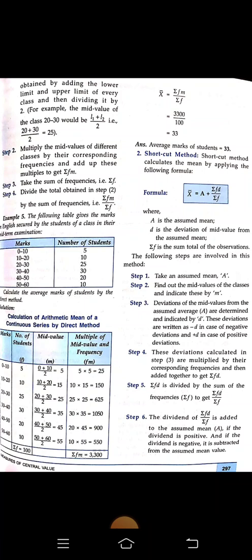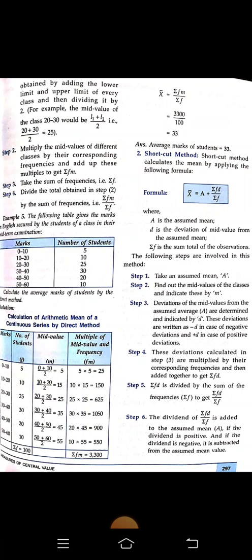Now how to calculate it? You can see the marks, the class intervals written as marks. Then we have F, that is the number of students. The same thing, they have copied from the question. Next, they are now calculating the mid value. As they calculate the mid value, what are they doing? 0 plus 10 divided by 2 is equal to 5.